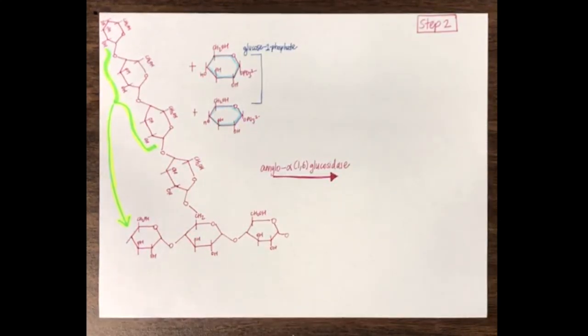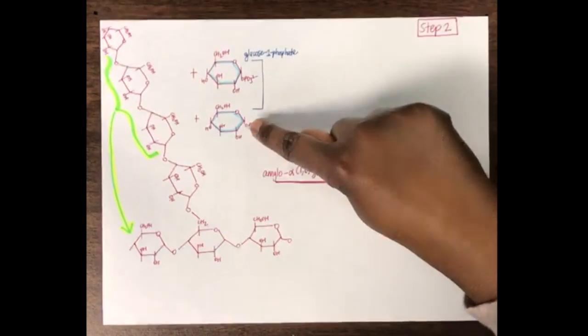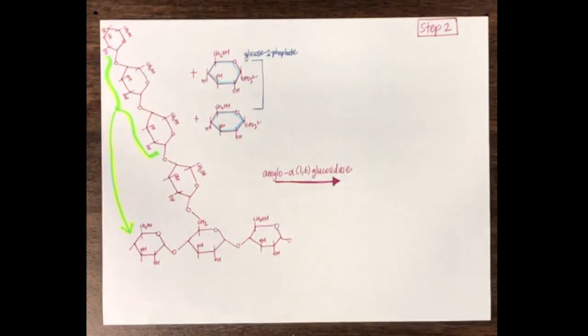The glucose molecules that are removed from glycogen will come off as glucose 1-phosphate. This is because the enzyme GPL adds a phosphate to the first carbon, or C1, on each glucose that is removed. So in this example, a total of 2 glucose 1-phosphates will be removed from the starting material, which are also highlighted in blue.